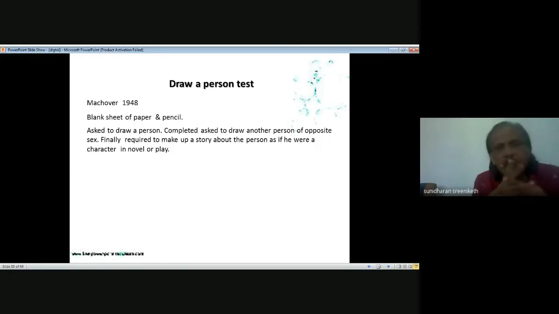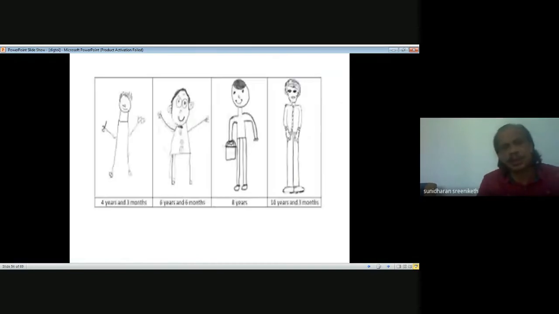Finally, he is asked to make a story about the person as if he were a character in a novel or play. Okay, this is the procedure for the draw a person test, for understanding the personality, not to understand intelligence. I will show some pictures for this. These are some pictures drawn by some children, 4 years and 3 months, 6 years and so on. Generally, it is used for assessing the personality in the clinical setting.